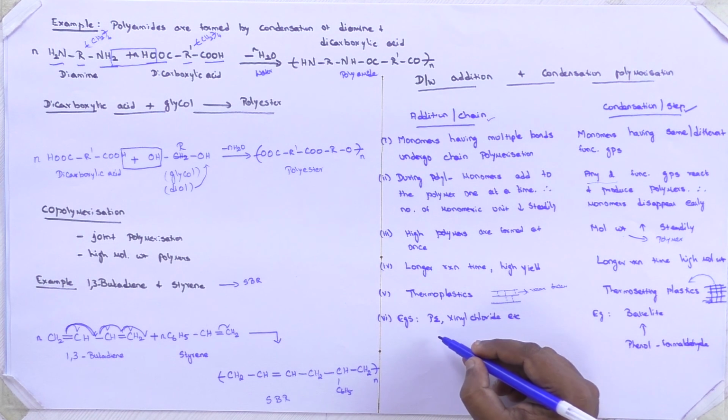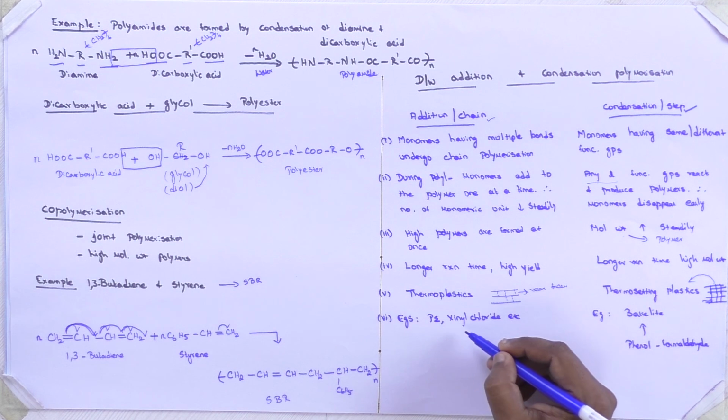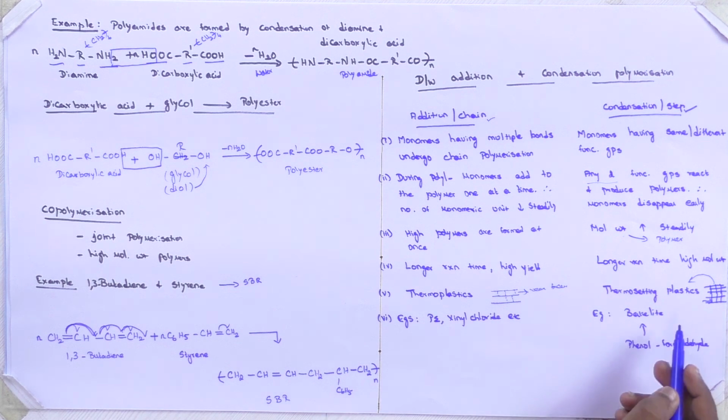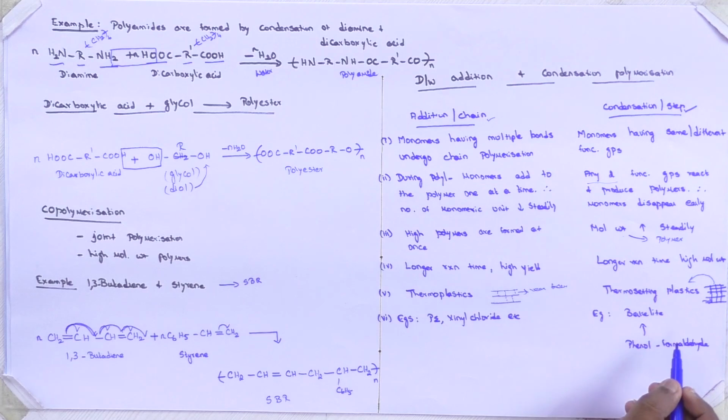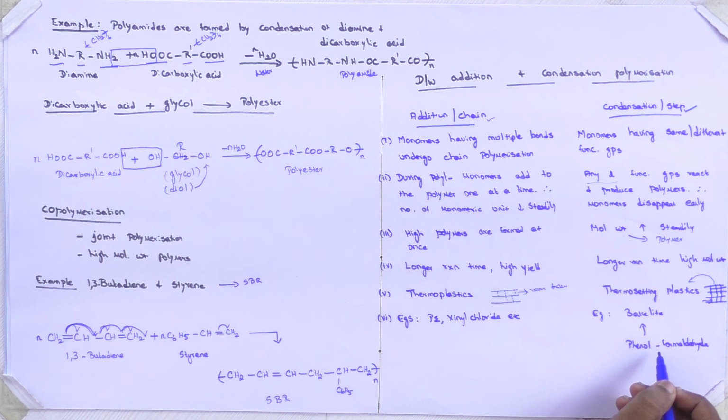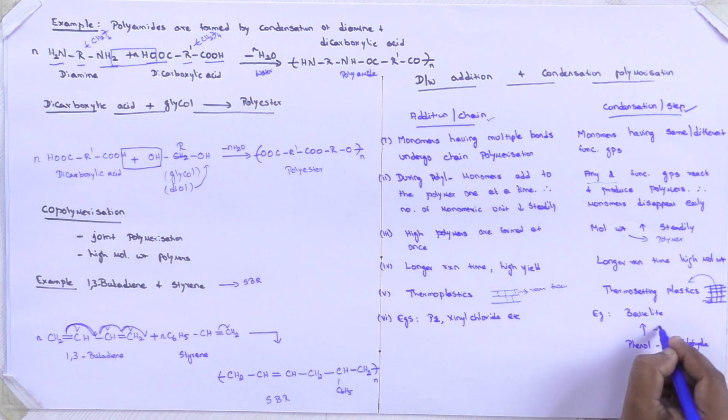Some examples are polyethylene, which I have indicated as PE, and vinyl chloride. And here you have bakelite, which we use in cooker handles and so on, which is a phenol formaldehyde reaction. A condensation reaction between phenol and formaldehyde, with elimination of water, forms bakelite, which again has a highly cross-linked structure. This is one such example of a condensation polymerization reaction.